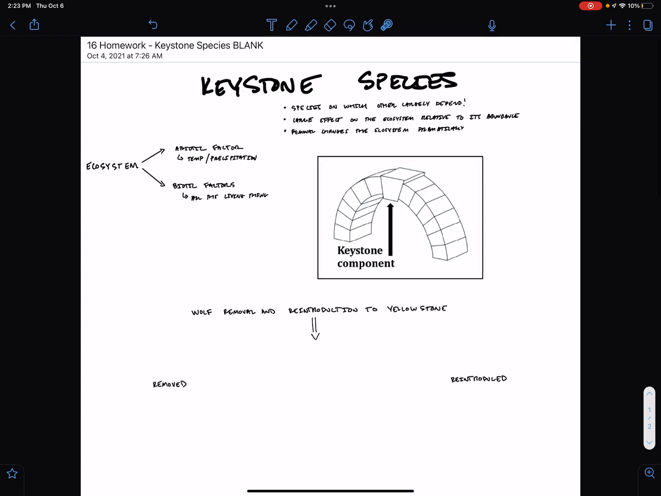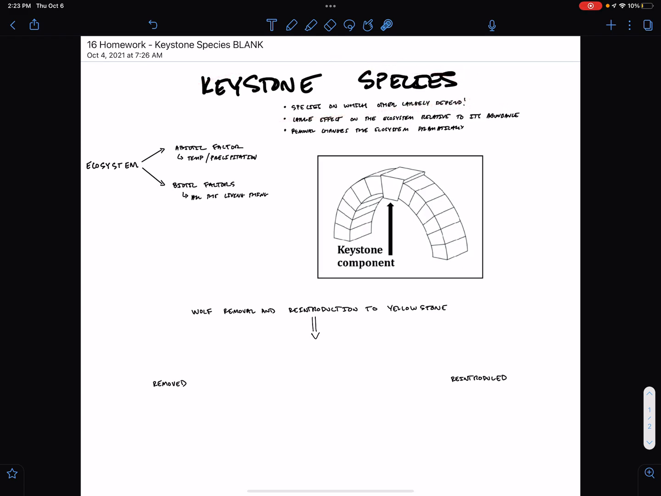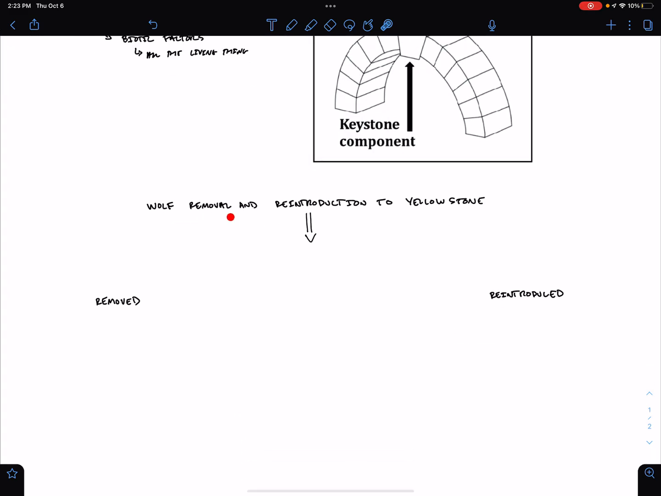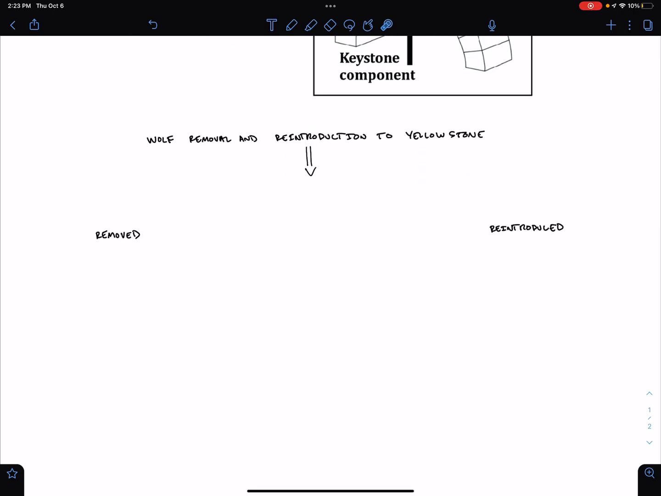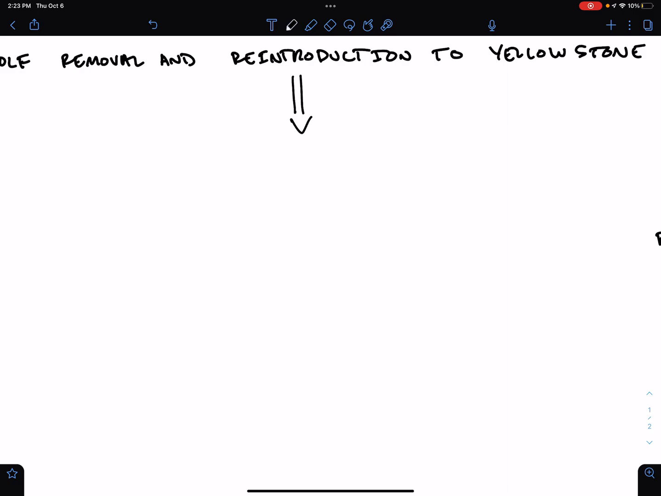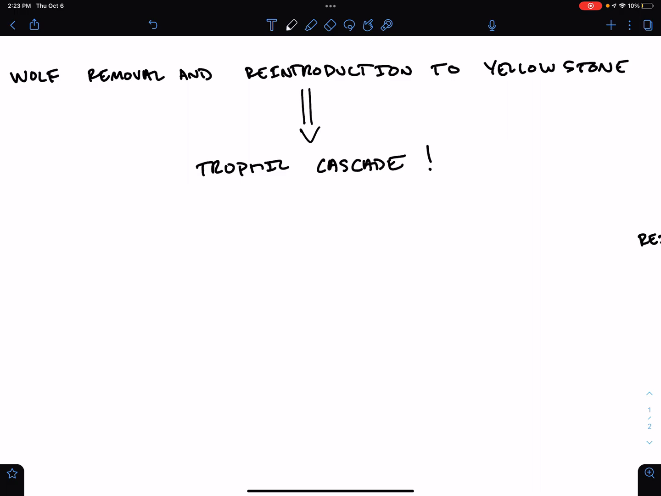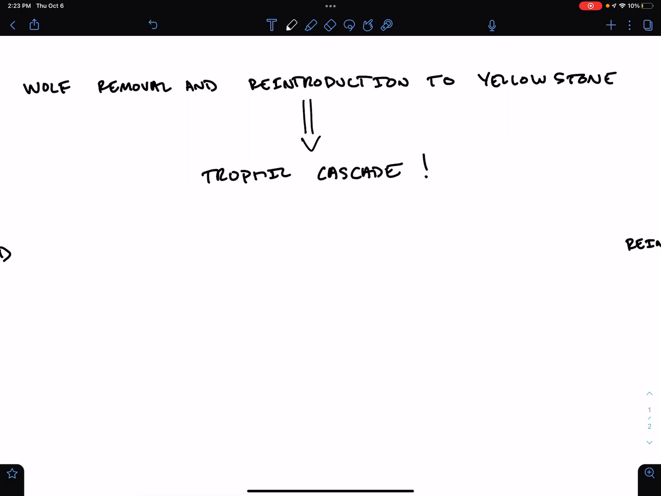Okay. So you're going to apply this understanding of keystone species to the wolf removal and reintroduction to Yellowstone. This caused what we call a trophic cascade. A trophic cascade is a cascade of effects that extends beyond just one trophic level into multiple trophic levels.